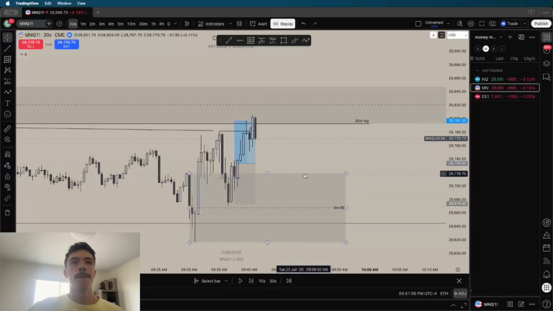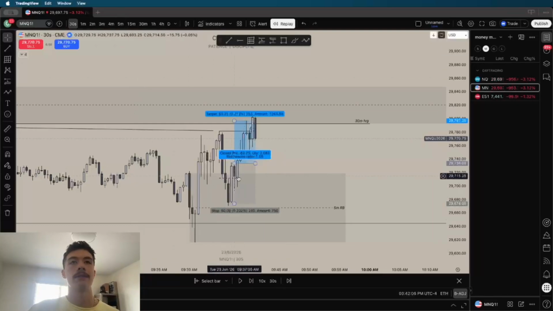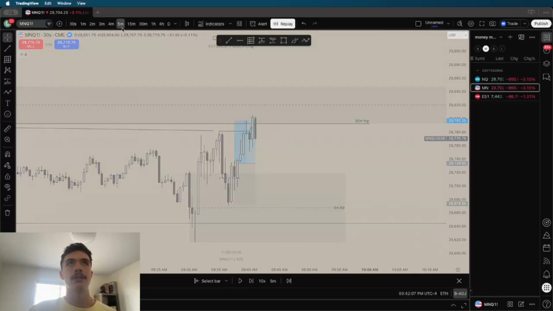So yeah, pretty simple. Actually, not that simple. I used a rejection block here, which I have been incorporating into my trades a little more recently. I'm still trying to get used to them, but I used it very well today. So that was good to see.